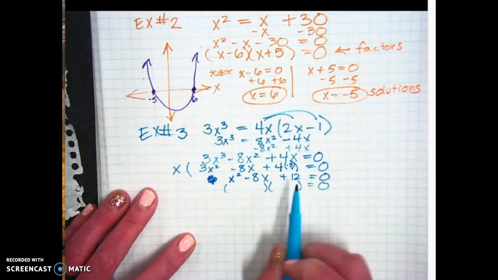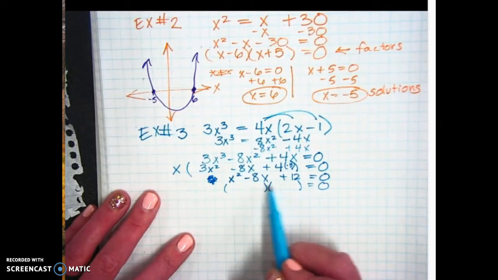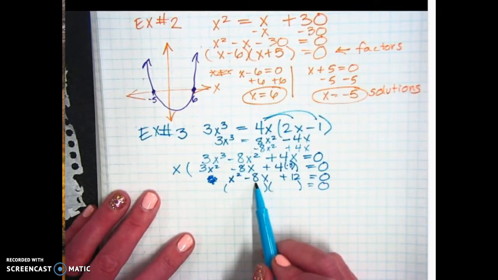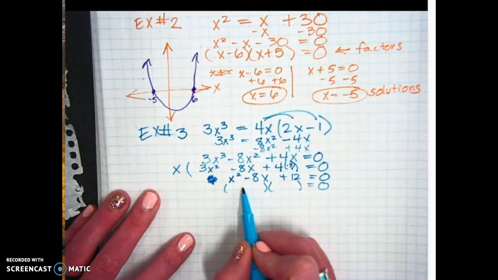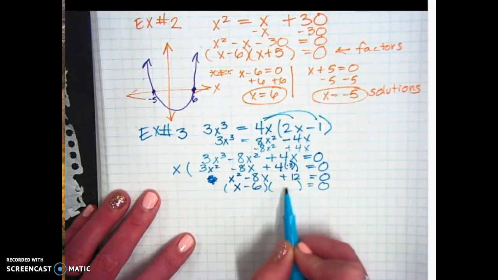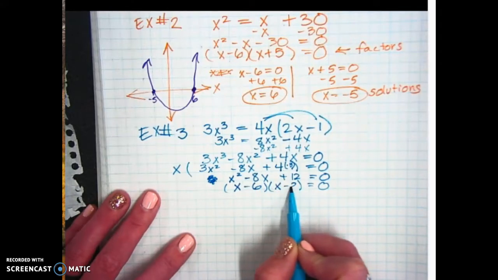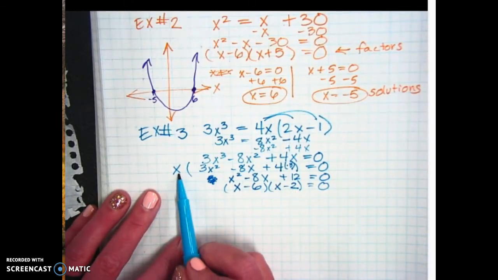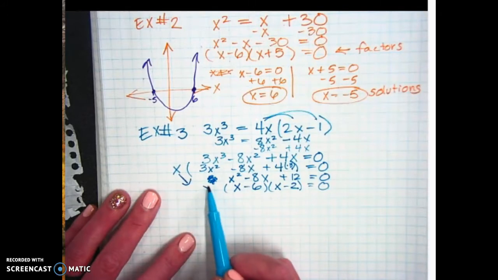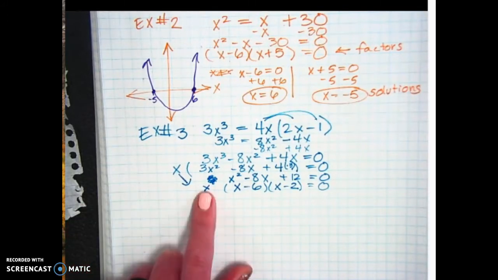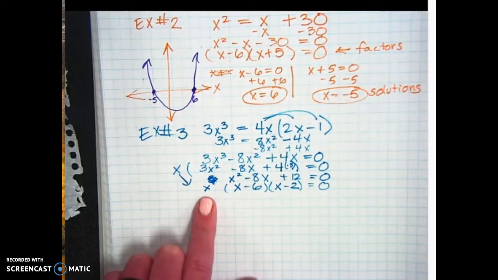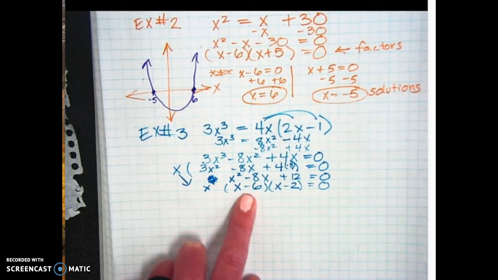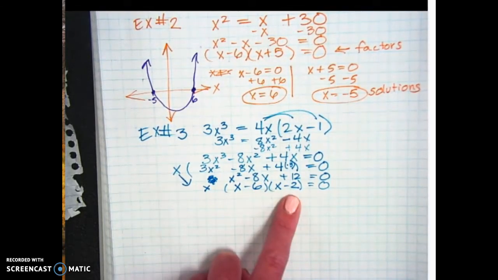So what two numbers will multiply to get 12, but add or subtract to get negative 8? Negative 6, negative 2? Yes. So x minus 6, x minus 2. And then don't forget this x that we factored out first. Okay? These are our factors. How many factors do we have? We have 3. This is a factor, this binomial is a factor, and this binomial is a factor.